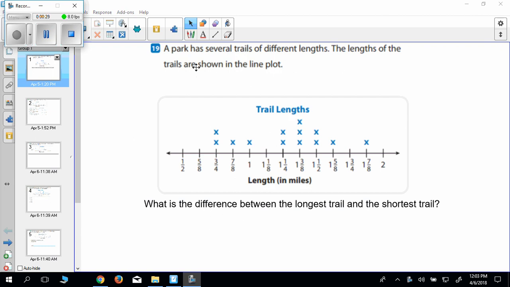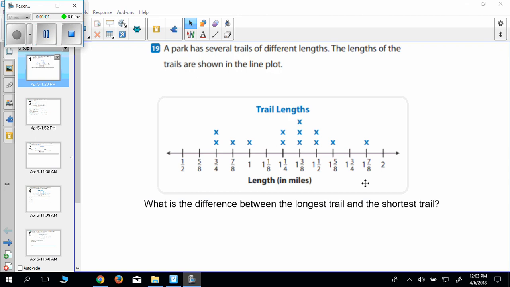So this park has 1, 2, 3, 4, 5, 6, 7, 8, 9, 10, 11, 12, 13 different trails. Now, some of the trails have multiples that are the same length. You have 2 that are 3/4 miles long. You have 3 that are 1 3/8 miles long. And then you have some that just have 1 at those lengths in miles.